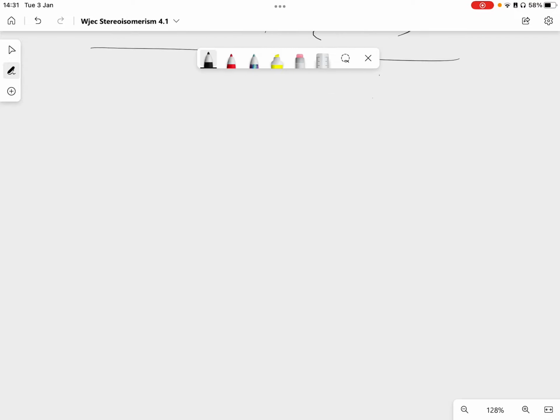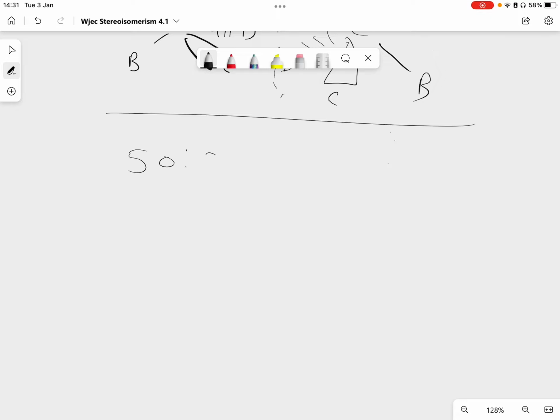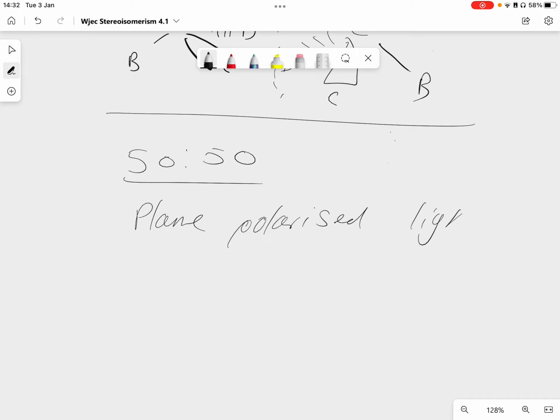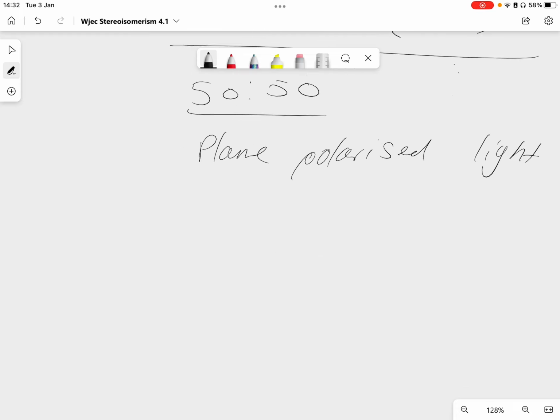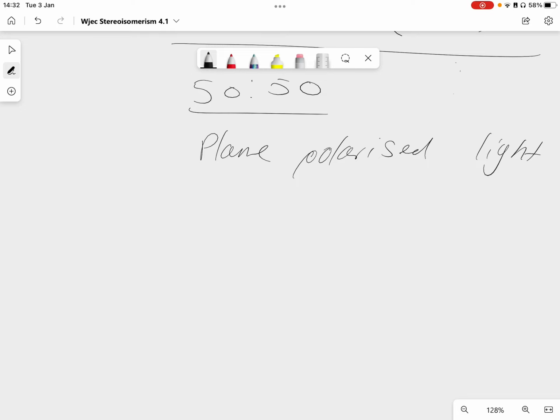Now when you have something called a racemic mixture, this is when you have a 50-50 mix of both of these enantiomers. And to test for these, you can put it through something called plane polarised light. Now plane polarised light on a normal enantiomer, not in a racemic mixture, will bend light in one direction. So if I draw something like that, this is light going in, and it'll come out that way. But in a racemic mixture, you get both of them bending in opposite directions. So in effect, it's just going straight. So you'll have no effect on plane polarised light in a racemic mixture.